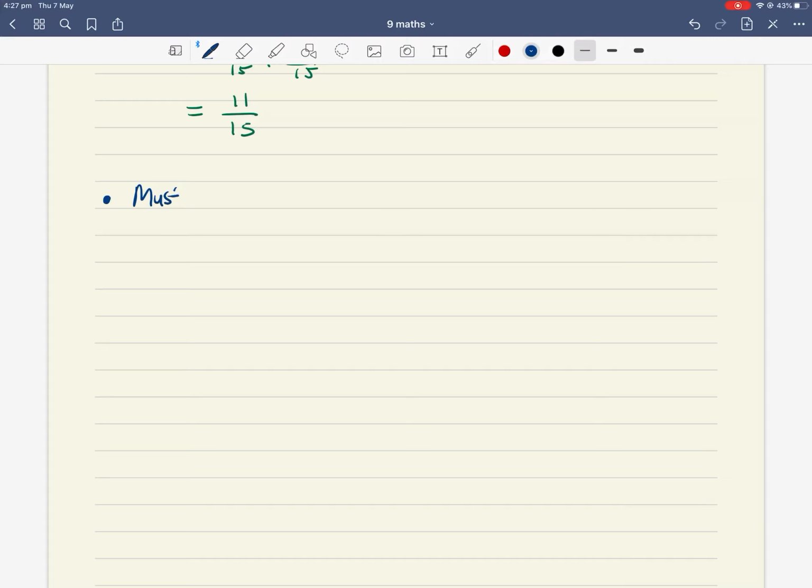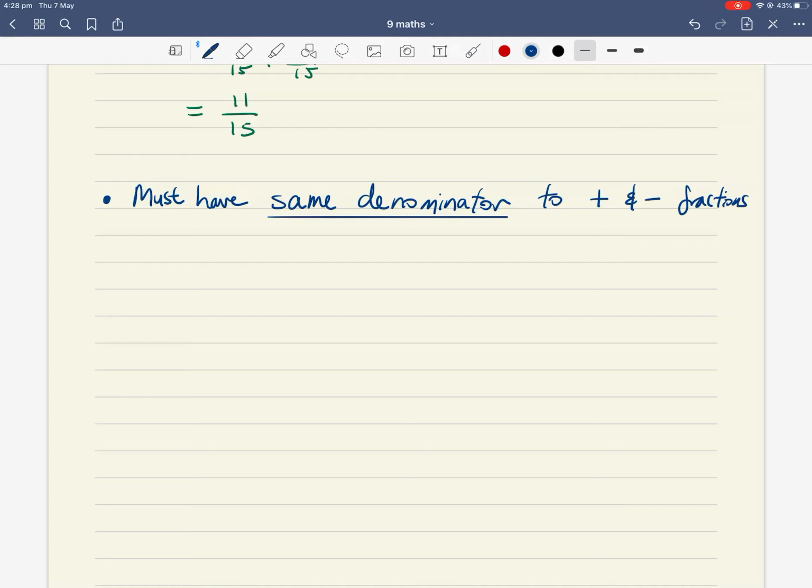So some dot points. Must have same denominator, underlined, same denominator to add and subtract fractions. Ideally you should go for the lowest common denominator. It just makes life easier, so you don't have to do as much simplifying afterwards. But it's not the end of the world if you don't find the lowest common denominator, as long as it's a common denominator of some sort, and it's fine.